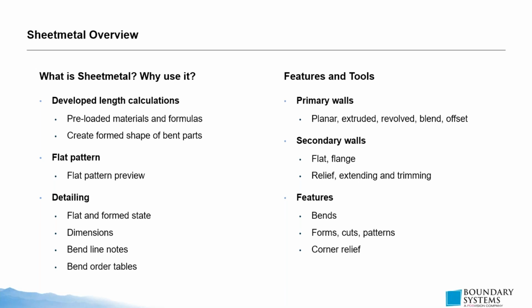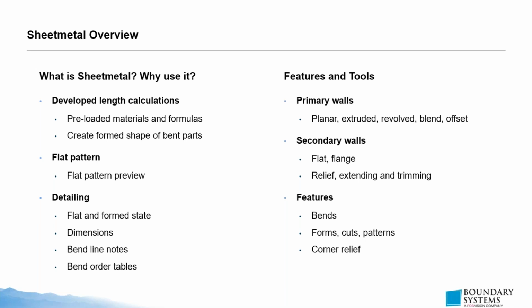So once you have that primary wall, you can make several secondary walls, really as many as you want. These come in the form of primarily flat and flange. These are going to be very similar features that really only are different in the references you select to create them. But essentially, they allow you to create walls that extend out from that initial wall at whatever angle and with whatever amount of material that you may want.